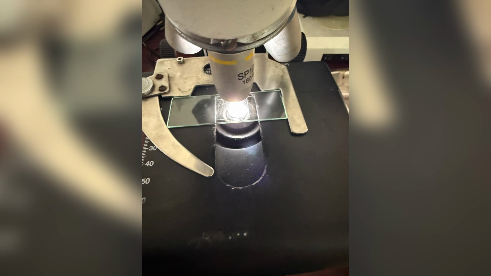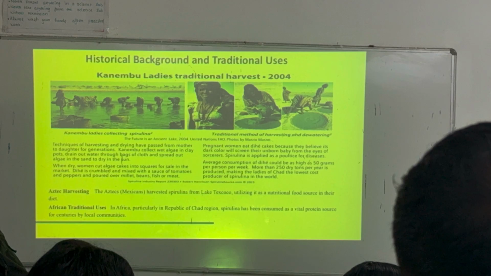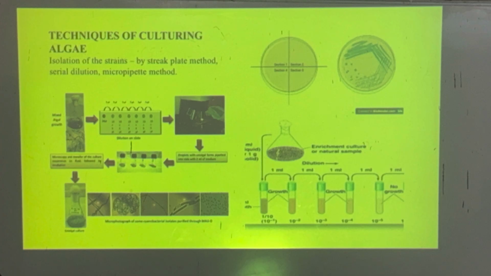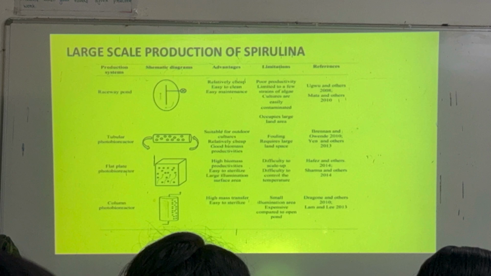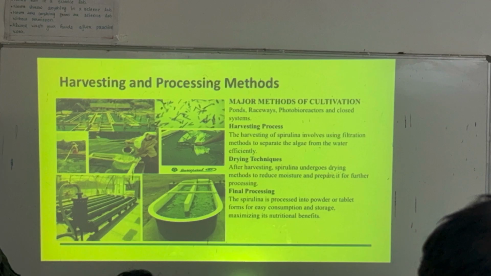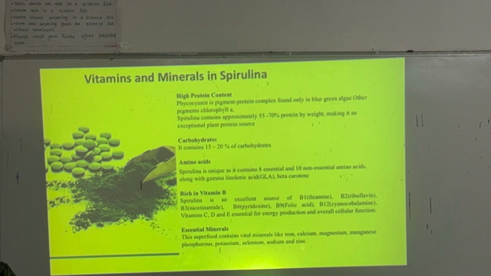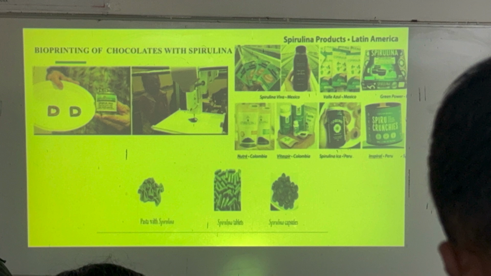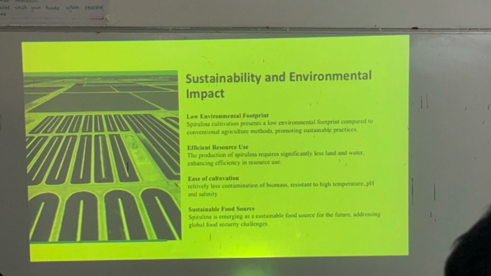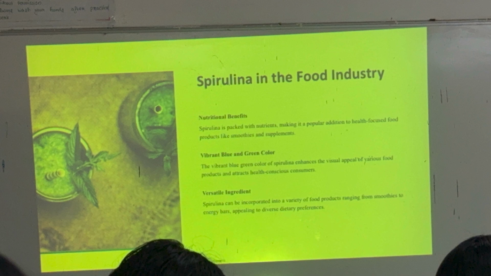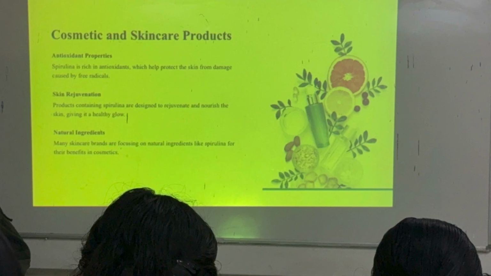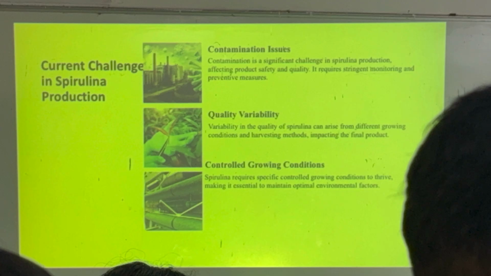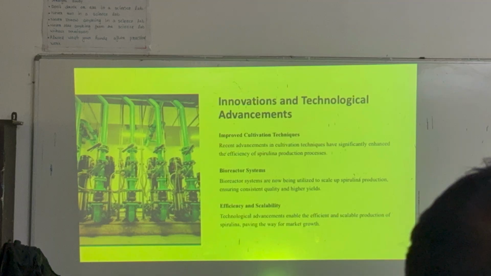So the vitamins and minerals. Why spirulina is so important is because of the phycocyanin. Pigments are present in it. Phycocyanin is the pigment that is present in blue-green algae, so it gives the blue color. Then spirulina contains 55 to 70% of protein by weight. That's why it is an excellent protein source. Now it contains 15 to 20% of carbohydrates. The amino acids, it contains 8 essential amino acids and all the 10 non-essential amino acids along with linoleic acid, gamma linoleic acid and beta carotene.